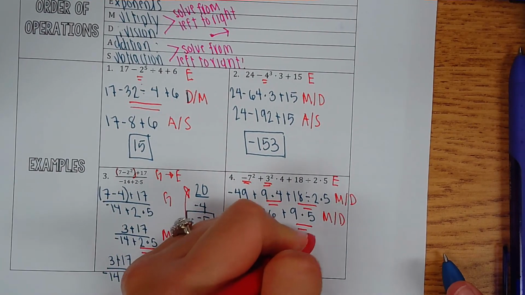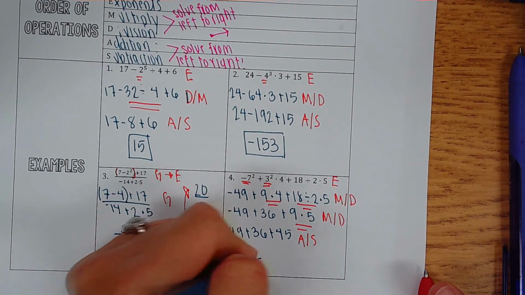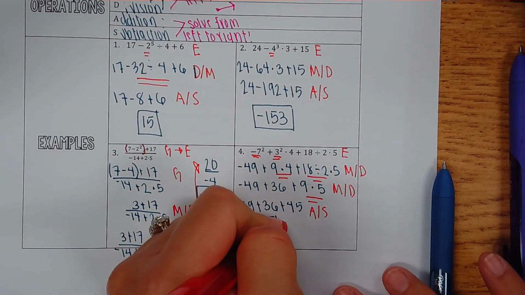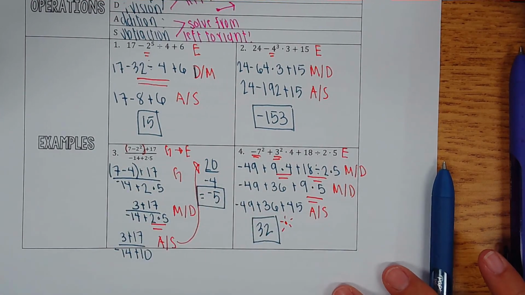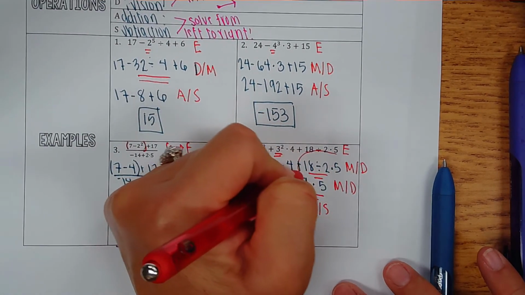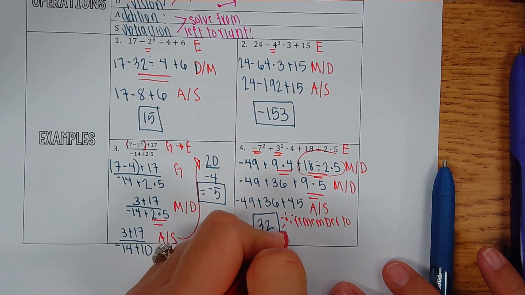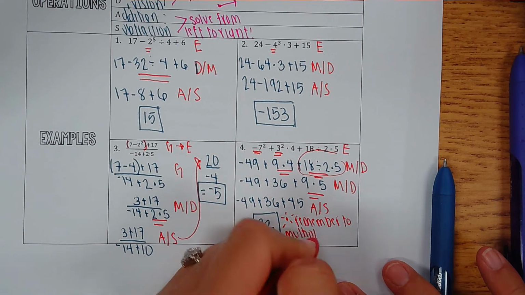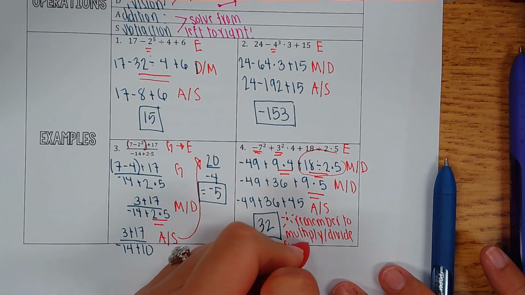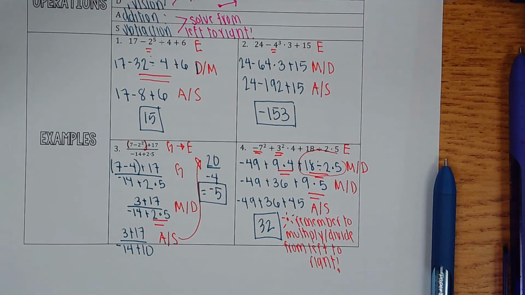I'm going to do addition and subtraction. So negative 9 plus 36 plus 45 will give me 32. So remember, guys, remember to multiply and divide from left to right, especially in this instance right here. And that's it.